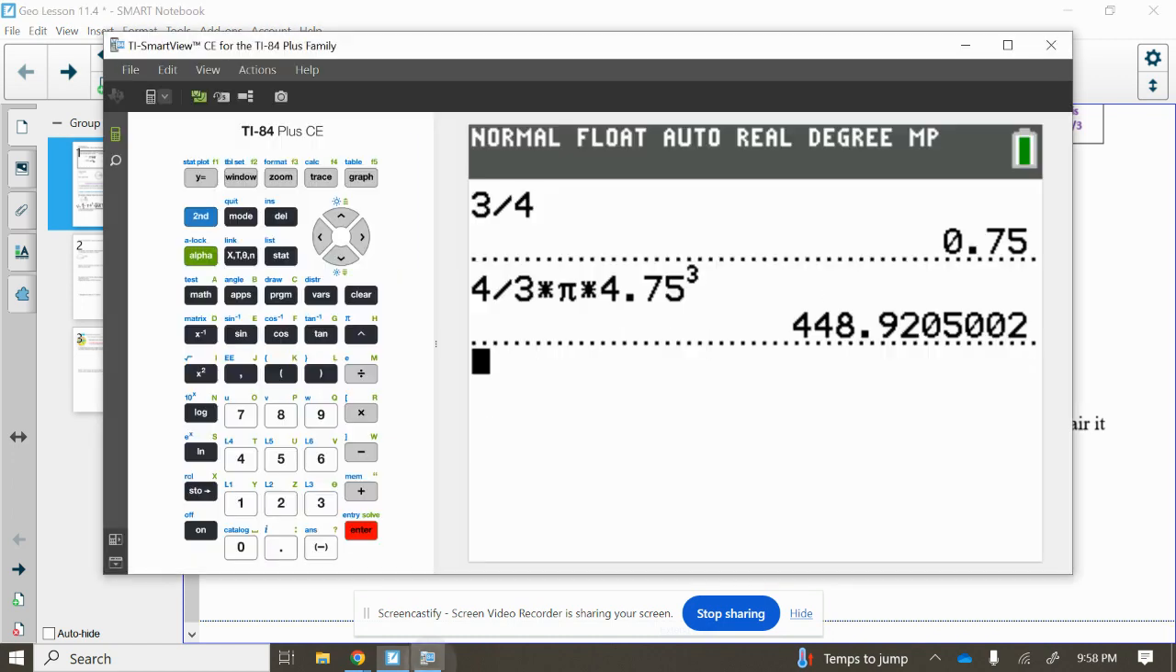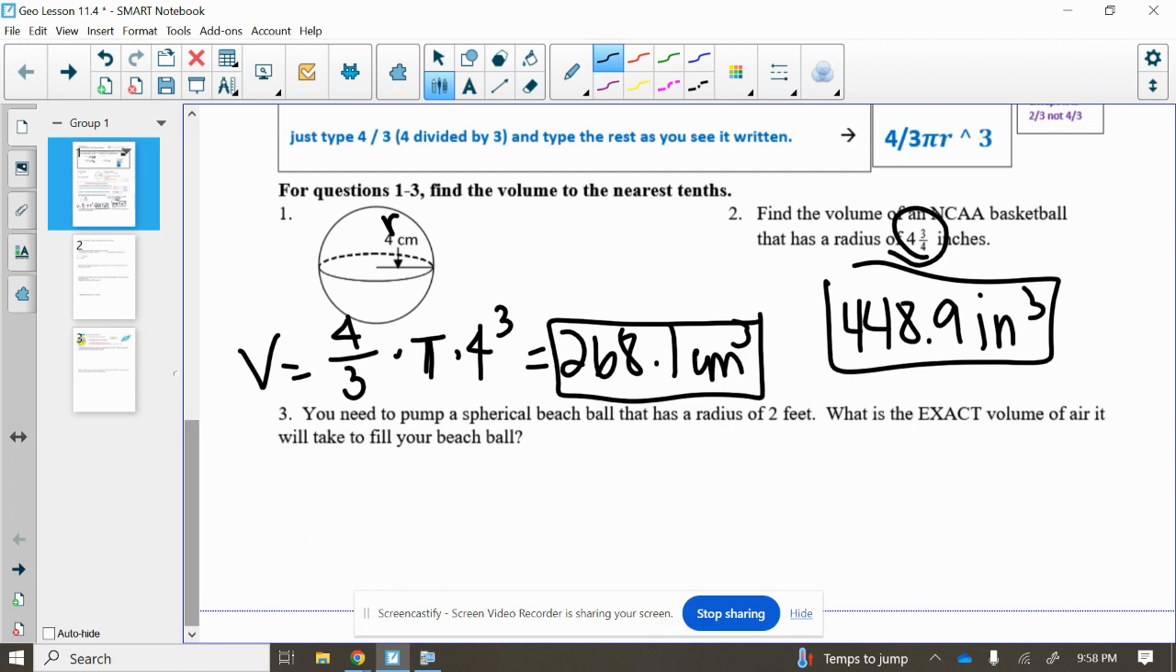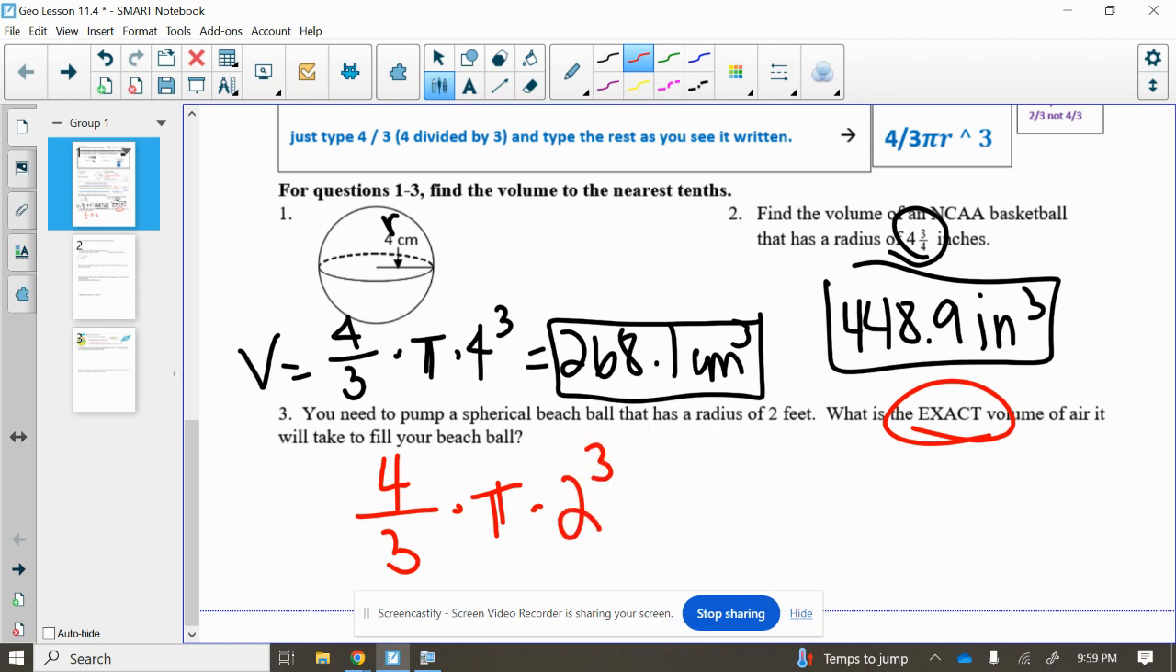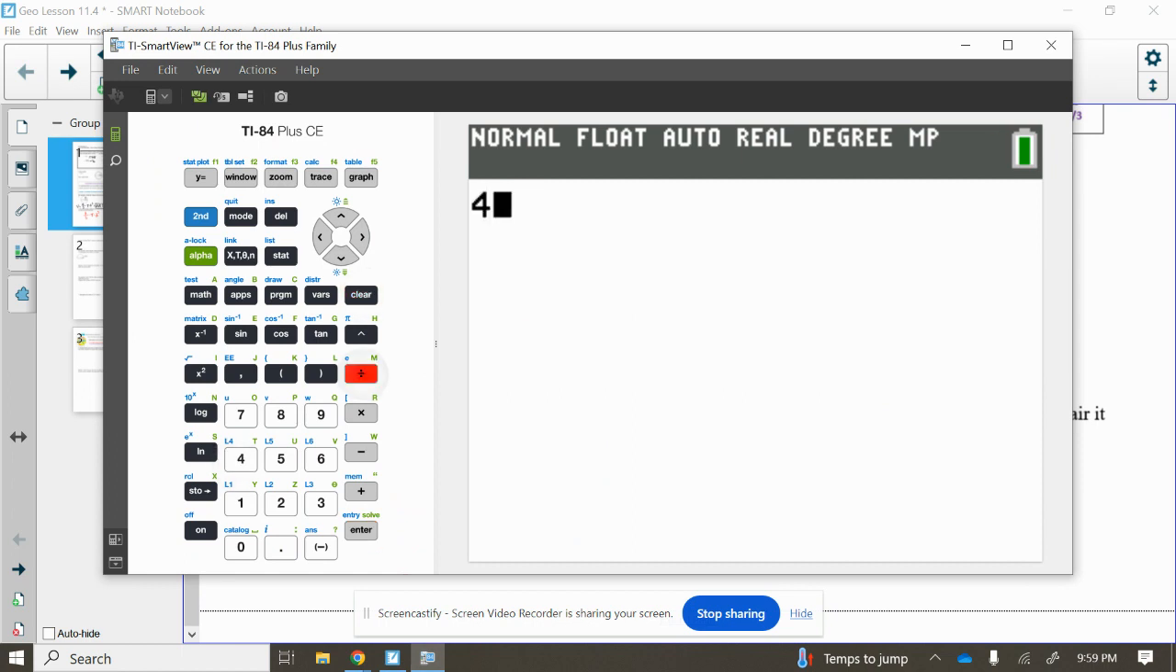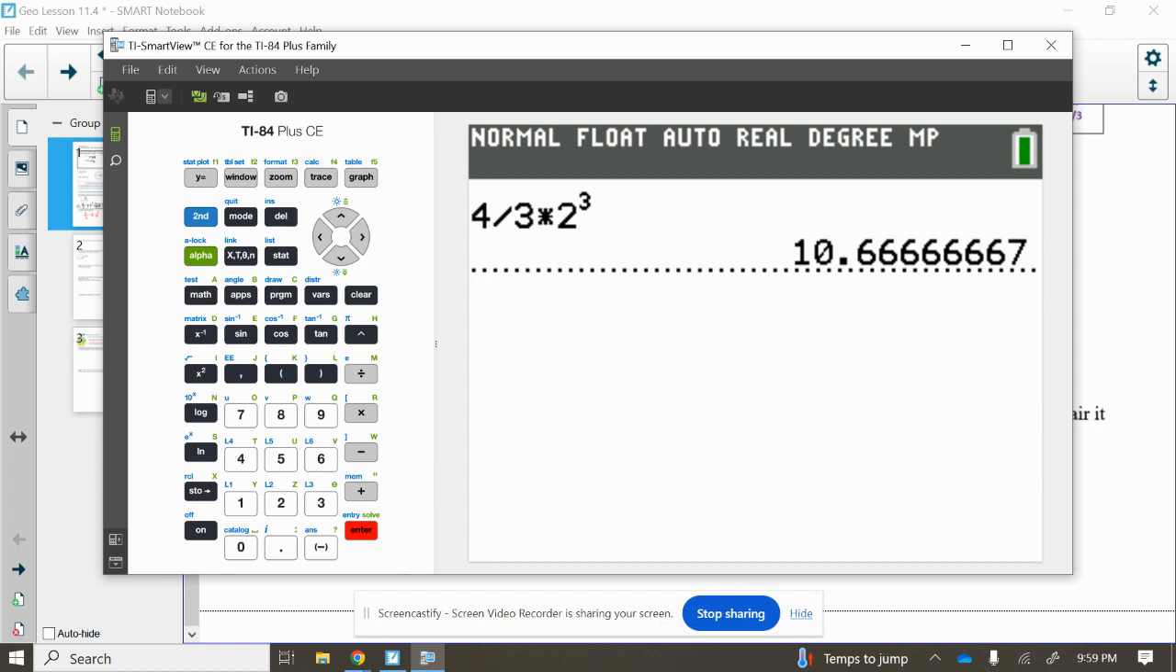All right, now our next one is going to ask us to pump up a beach ball. And notice this time a little bit different because they're asking us for the exact value. So when we type in 4/3 times pi times our radius value cubed, we want to use the exact value. So reminder, do not type the pi in your calculator because that will give you an approximated answer. And instead, we're just going to type 4/3 times 2 to the third power. And we'll notice it's about 10.6 repeating.